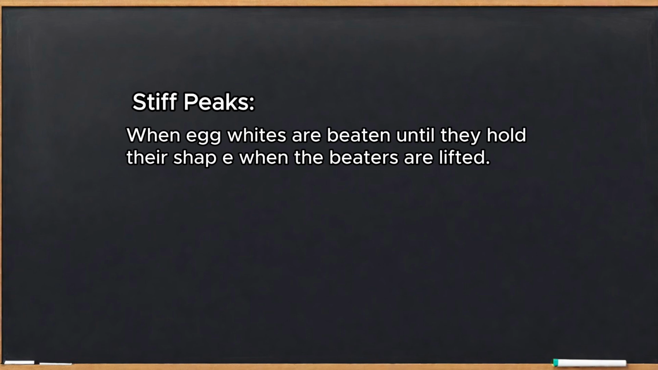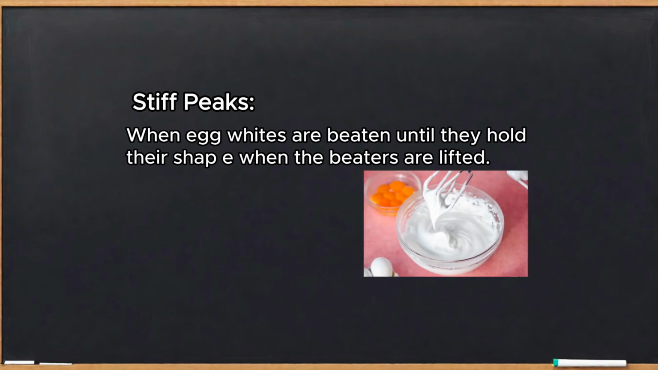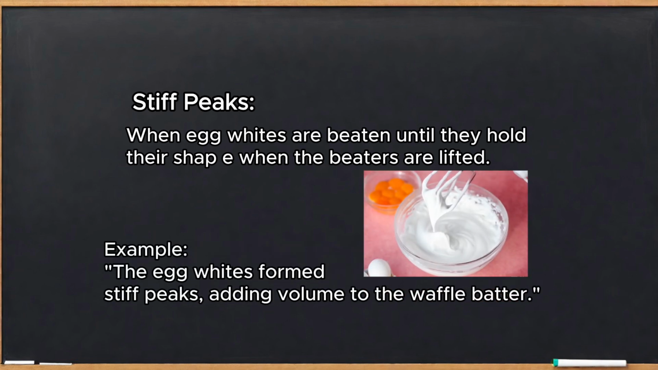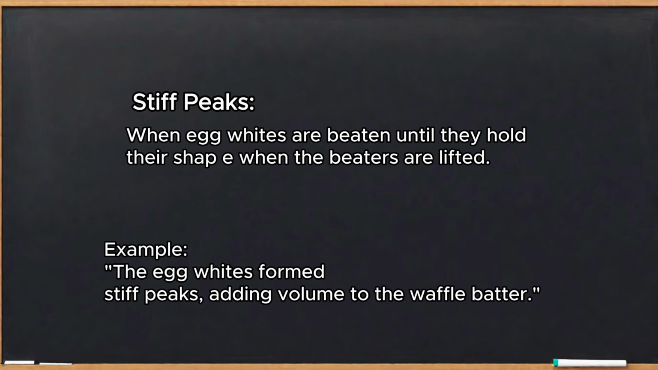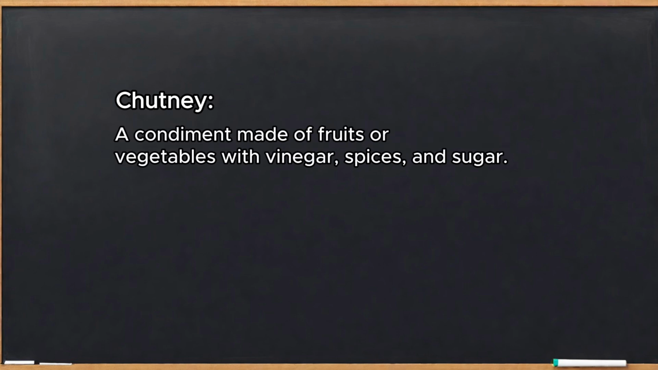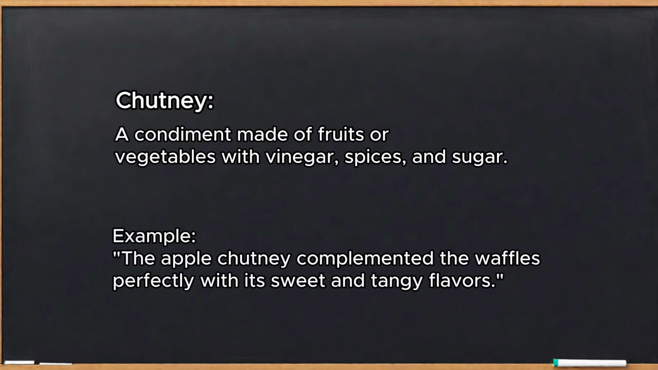Stiff peaks, when egg whites are beaten until they hold their shape when the beaters are lifted. Example, the egg whites formed stiff peaks, adding volume to the waffle batter. Chutney, a condiment made of fruits or vegetables with vinegar, spices, and sugar. Example, the apple chutney complemented the waffles perfectly with its sweet and tangy flavors.